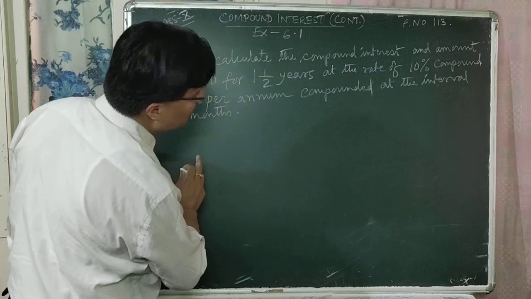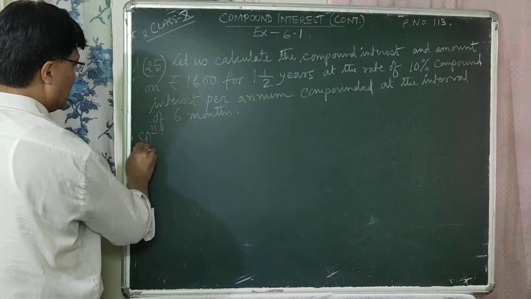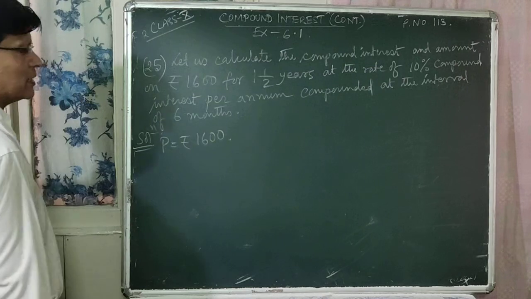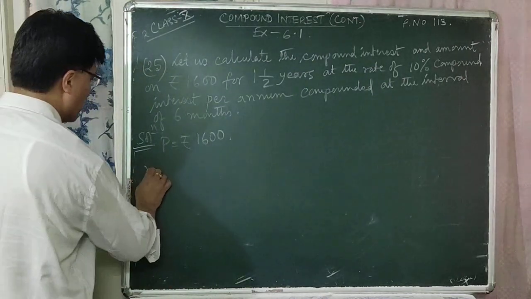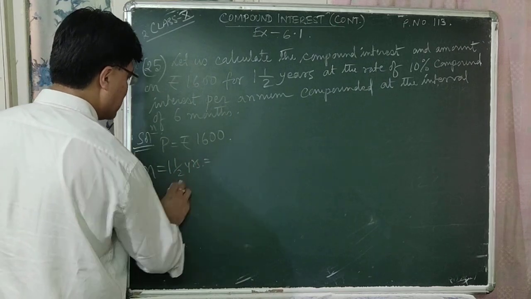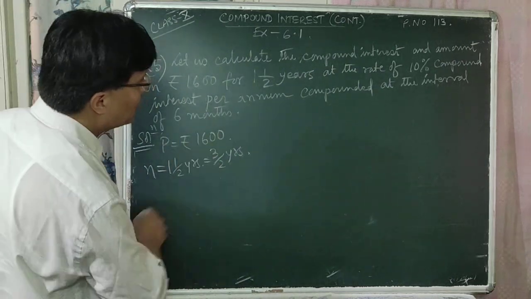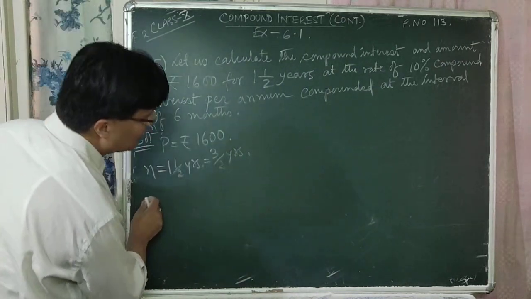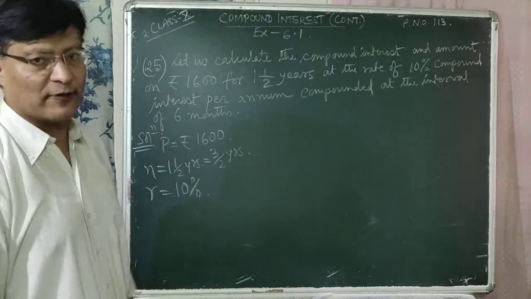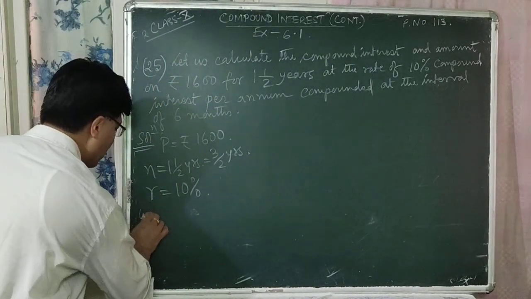So let us calculate the compound interest and amount on rupees 1600. So here principal is equal to rupees 1600, right? So what is the value for n here? 1.5 years. 1.5 years means 2 ones are 2 plus 1, that is 3/2 years, right? At the rate of 10% compound interest per annum, that is R is equal to 10%. So let us first calculate the amount, okay? So what is the formula for amount? We know that.